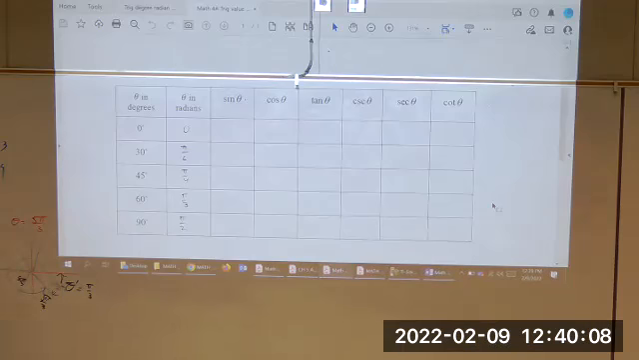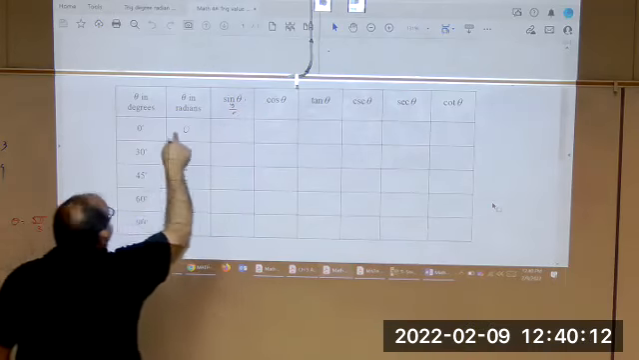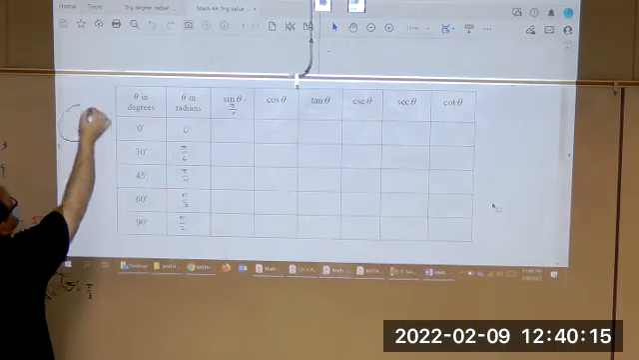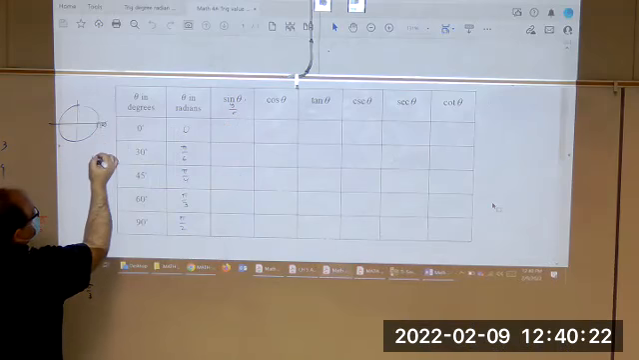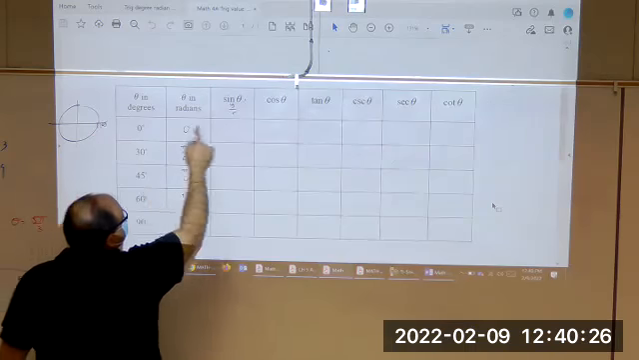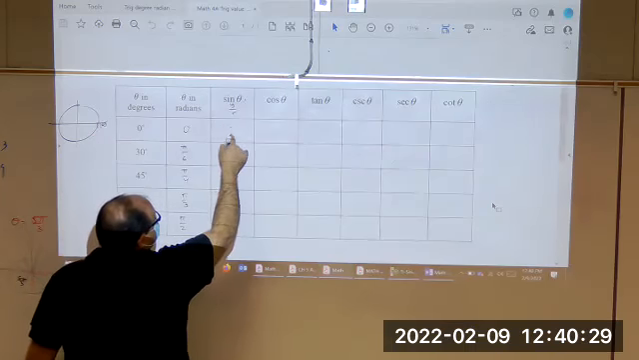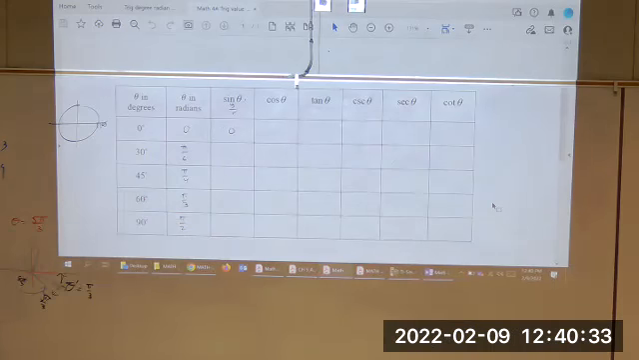Sine. Y over r. Now the ordered pair at 0 is x is 1, y is 0 on the unit circle. So y is 0 and the radius is 1. 0 over 1 is 0. So that's something we hadn't actually hit yet, the sine, cosine, tangent for the 0, the 90, the 180, the 270.